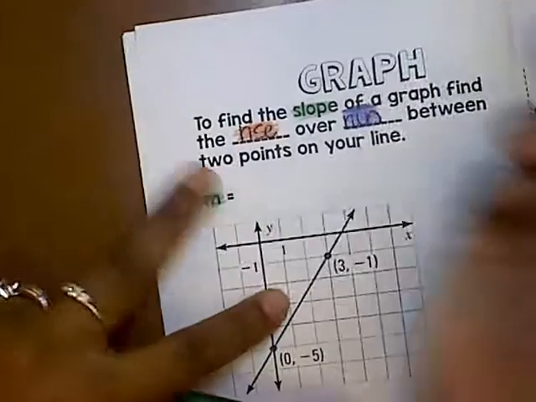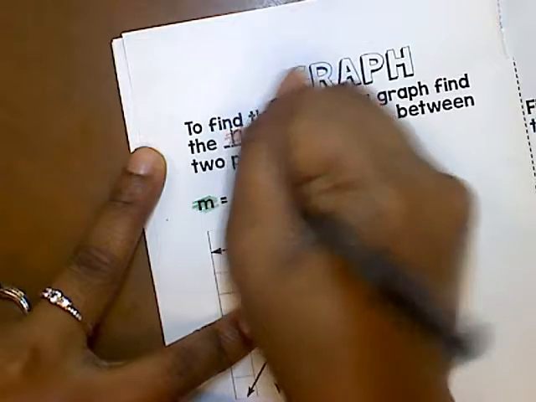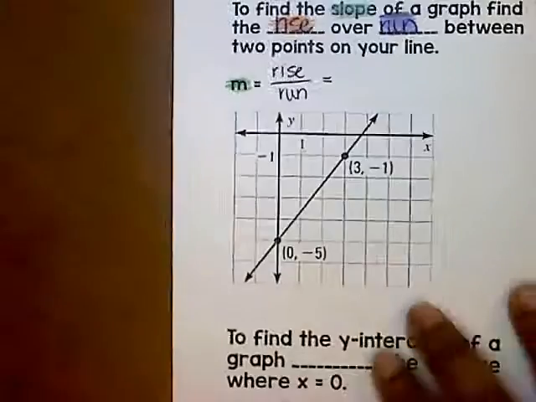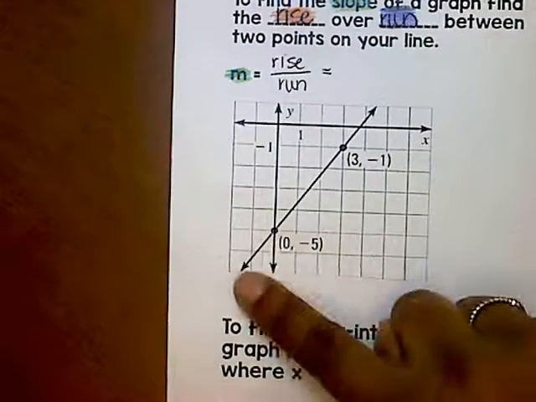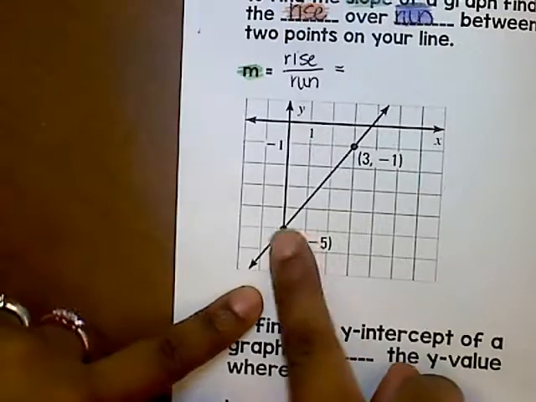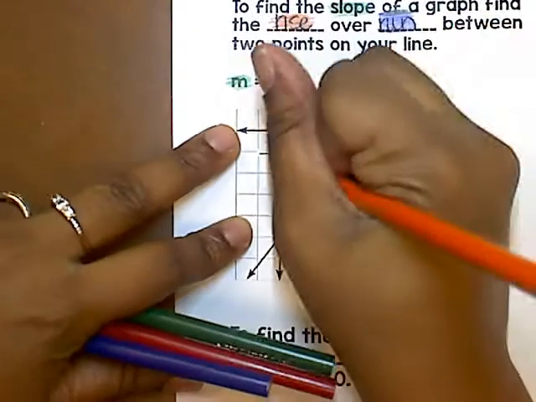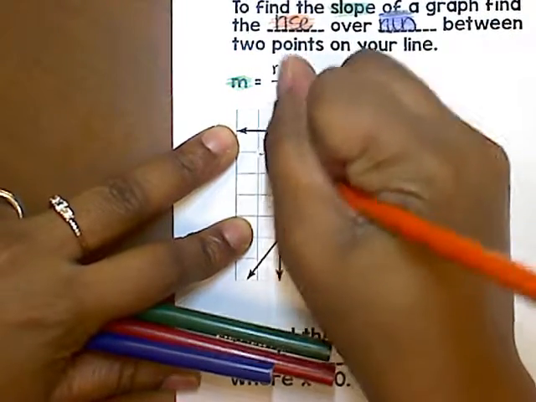So again, we're doing rise over run. And you do this between 2 points. So you see the 2 points they give you. Sometimes you have to pick the 2 points, but you want to make sure it's on an intersection. And to find my rise, I'm going up and down. So I'm just going to go up and down here.